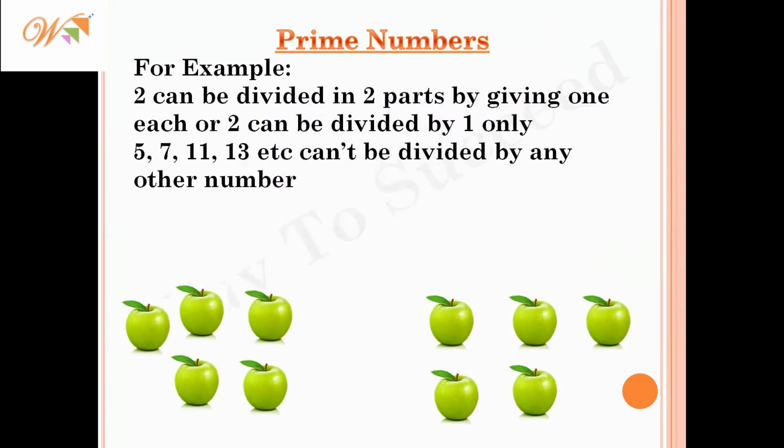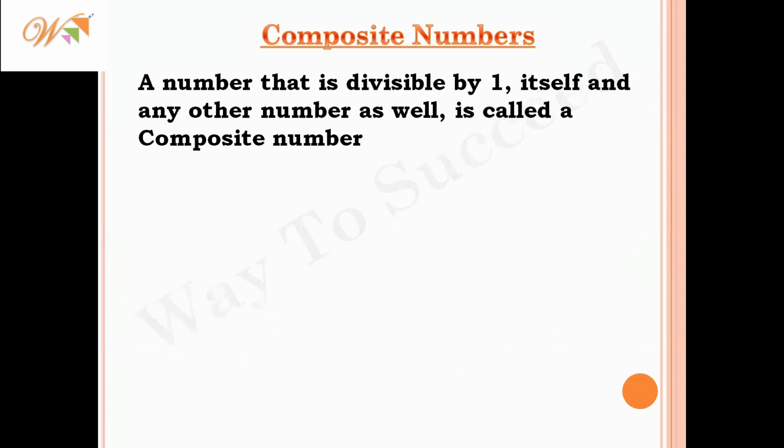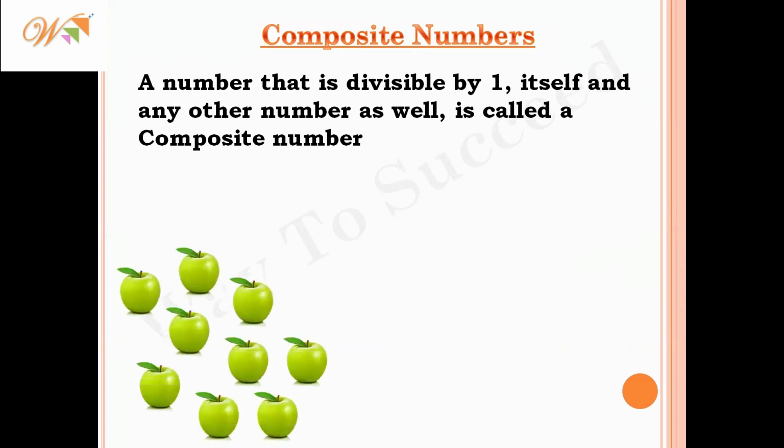That means 5 is a prime number. So there are many other numbers like 5, 7, 11, 13, which cannot be divided by any other number. What are composite numbers? A number that is divisible by 1, by itself, and also by any other number as well is called a composite number.